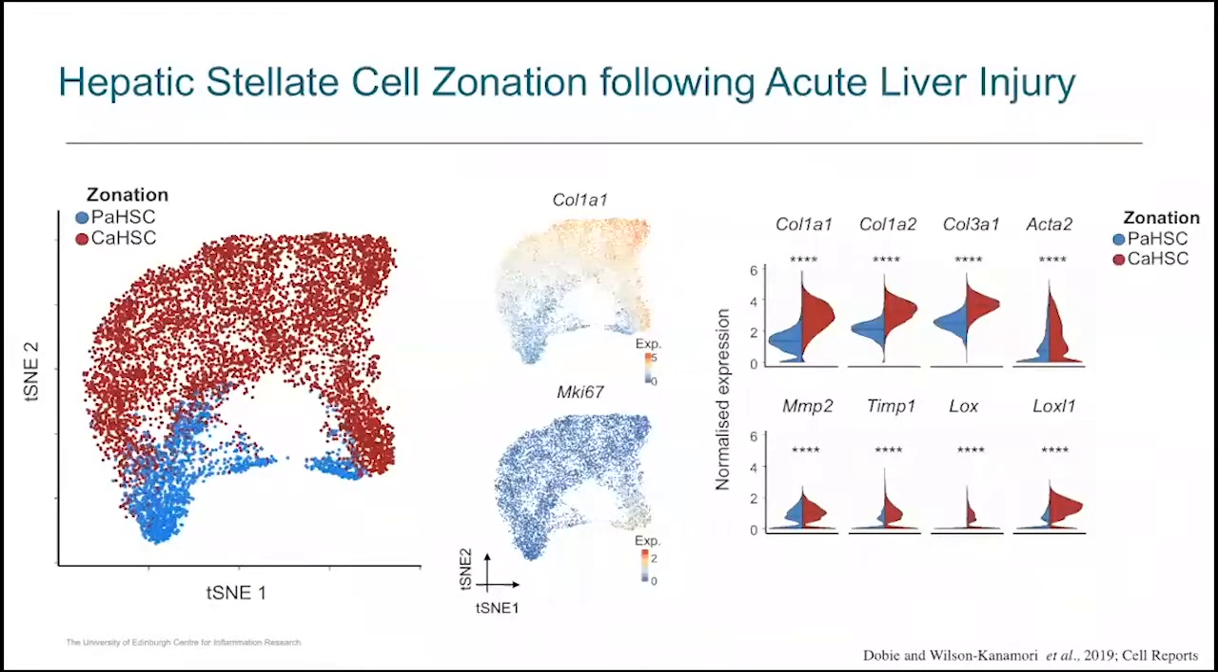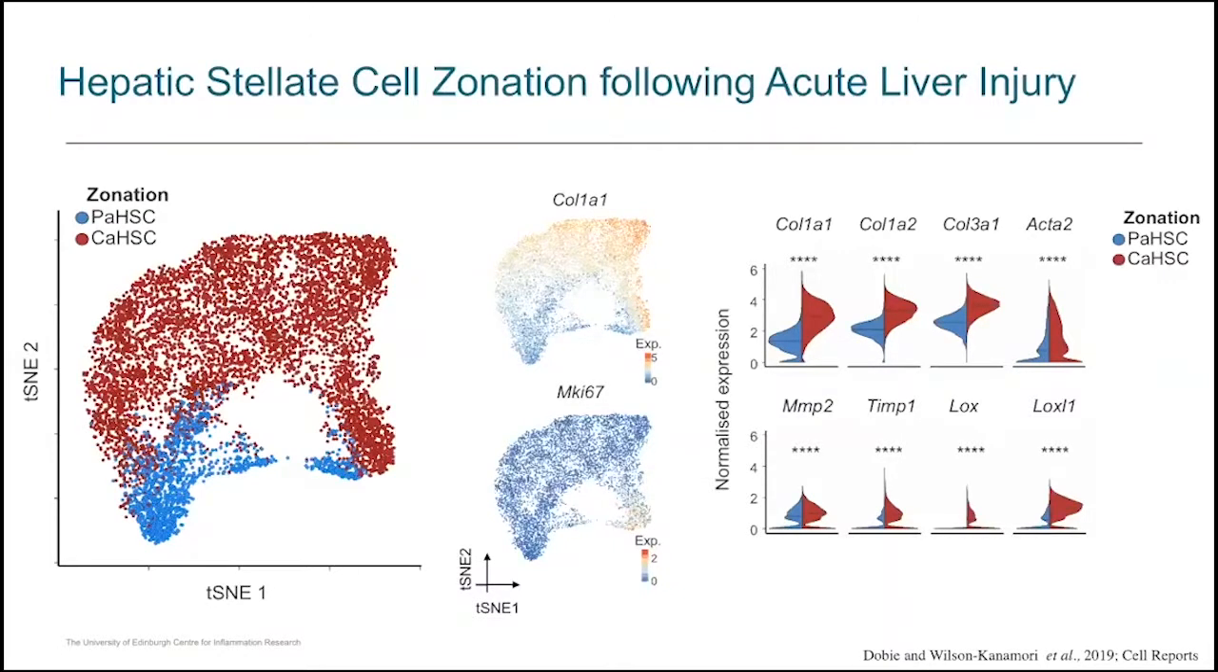Now, for this experiment, we focused just on stellates, sequencing over 7,000 cells from 3 mice following acute liver injury. Mapping of our zonation signature onto this data confirmed an obvious split within the stellate population. Portal associated stellates are coloured blue, central associated are coloured brown.